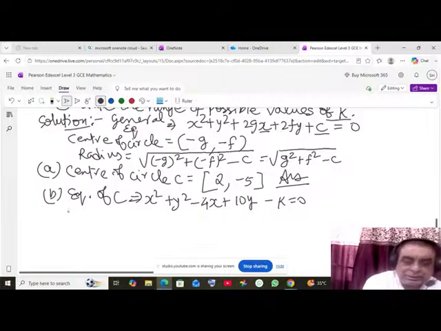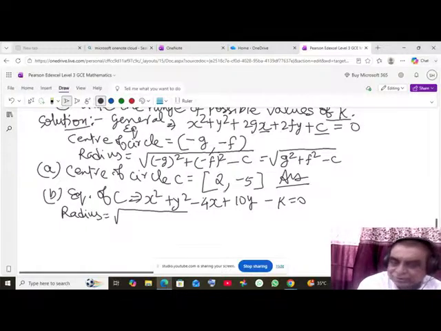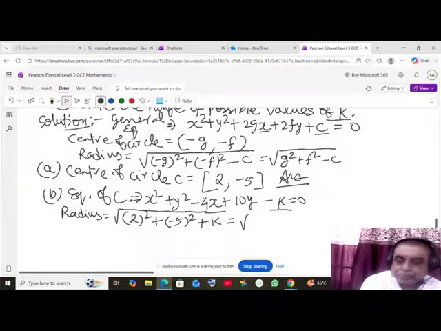Now the radius becomes what? The radius value is the square root of g squared, where g is the x coordinate of the center. Here the x coordinate of the center is 2. Square it, and plus the square of the y coordinate of the center, minus 5. And the constant number, you change the sign. Here the constant value is minus k, change its sign, plus k. That is the radius. Now simplify it.